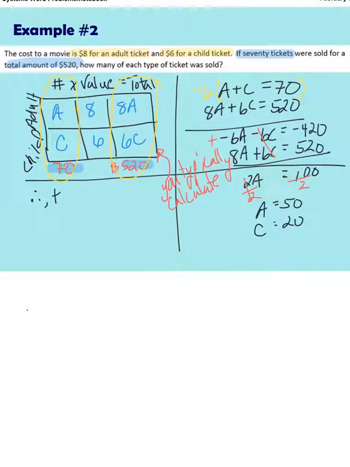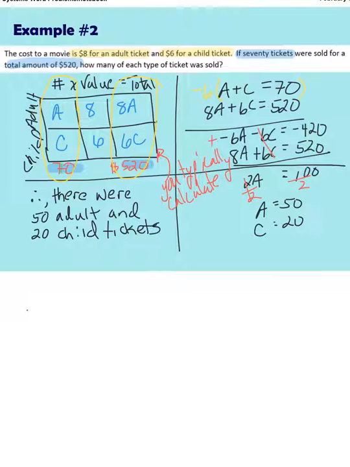there were 50 adult tickets, 50 adult and 20 child tickets sold.